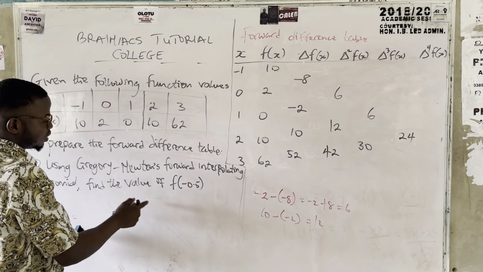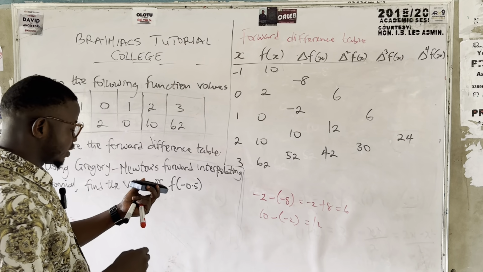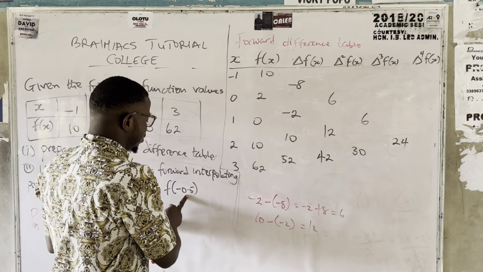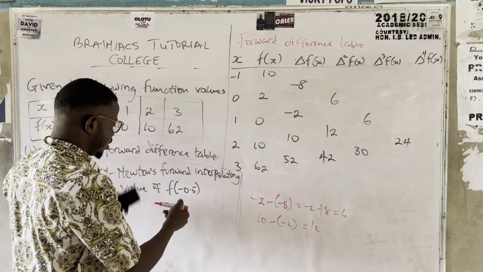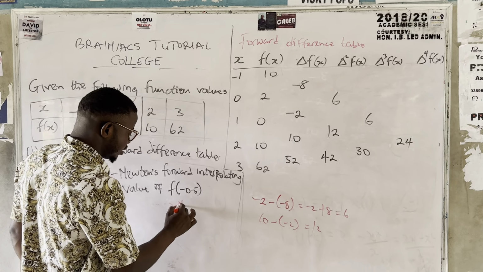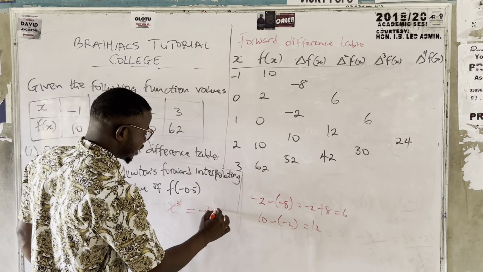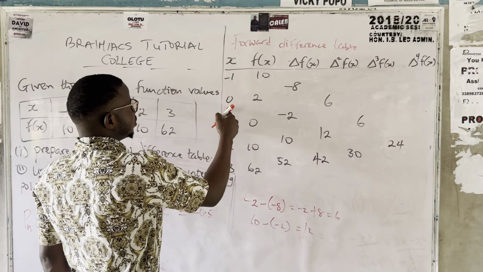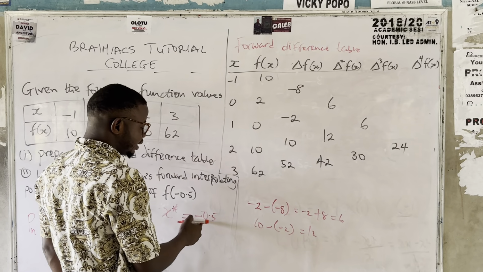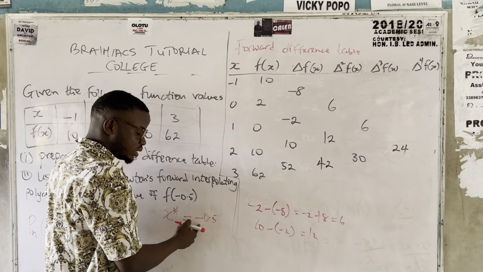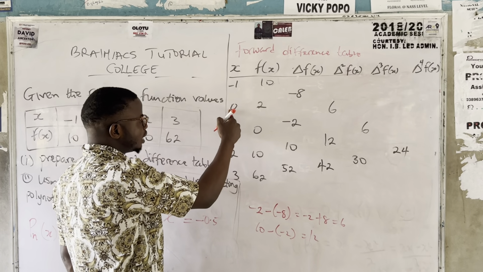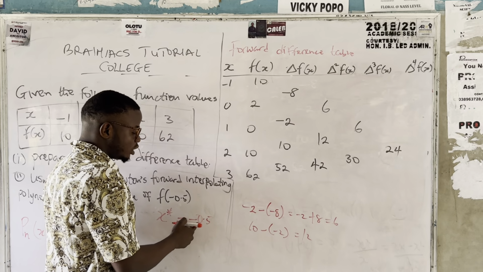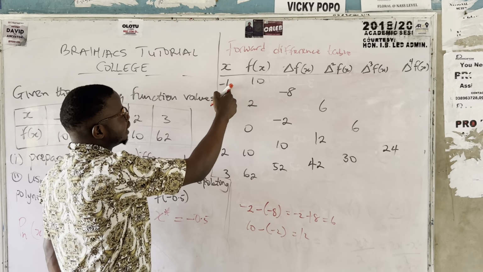To evaluate f of minus 0.5, we'll go to the table under the x value. Where can we actually get minus 0.5? So this would be s asterisk, which is equal to minus 0.5. And we can actually locate it in between minus 1 and 0. We cannot locate it here because this one is negative 0.5. And even if it is positive 0.5, then we need to get it between 0 and 1. That's 0 and positive 1.